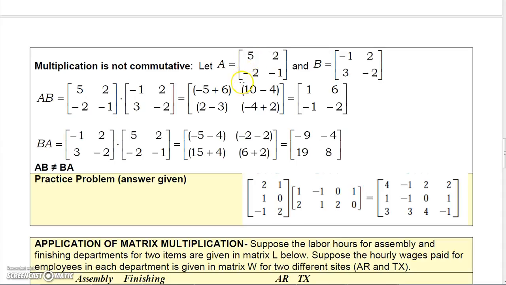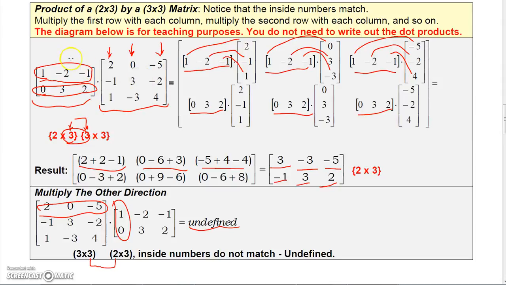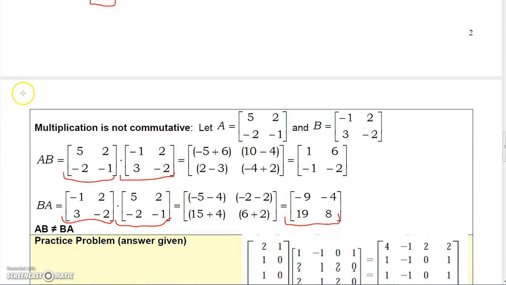in both directions, you're not necessarily going to get the same result. If I multiply these two matrices together one way, where I take A times B, then I'm going to get 1, 6, negative 1, negative 2. But when I switch them around and multiply them the other way, B times A, I'm going to get a totally different result.